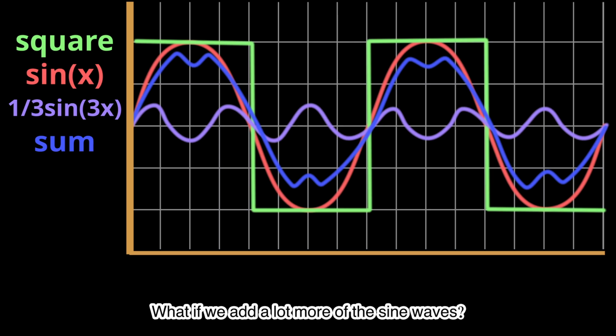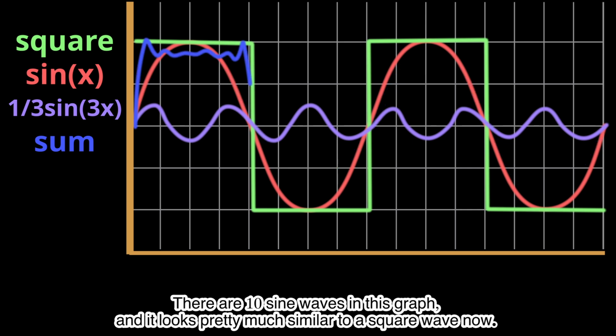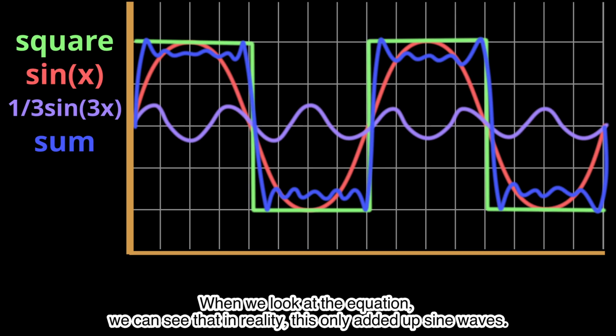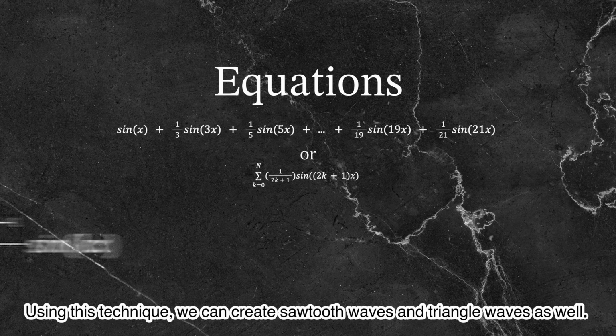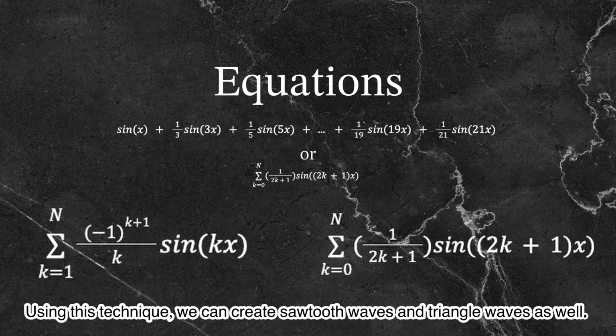Not yet. What if we add a lot more of the sine waves? There are 10 sine waves in this graph and it looks pretty much similar to a square wave now. When we look at the equation, we can see that in reality this only added up sine waves. Using this technique, we can create sawtooth waves and triangle waves as well.